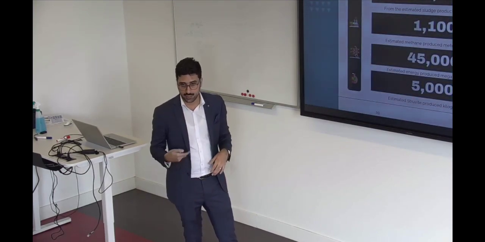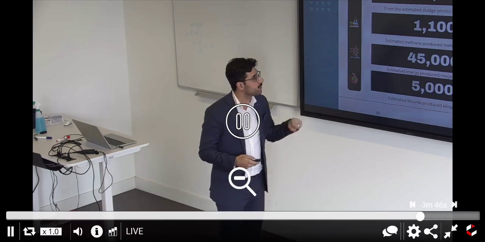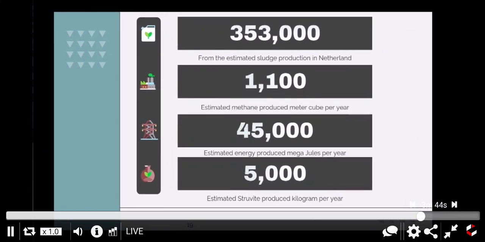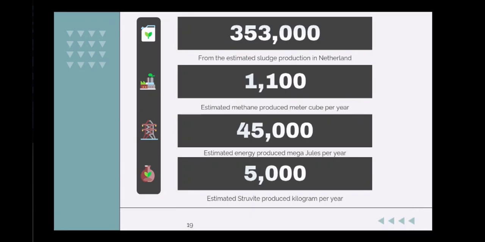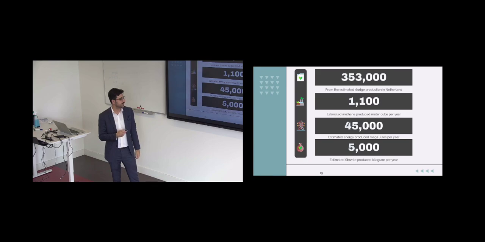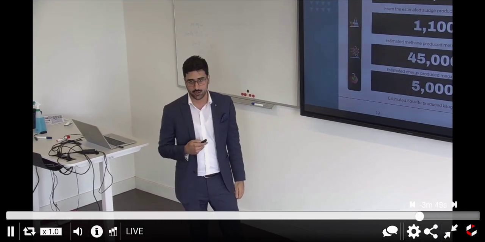So back again to the number that I told you about. From that number, we can estimate that in the Netherlands alone we can produce 1,100 cubic meters of methane per year, which would give you 45,000 megajoules of power per year, and we can also recover 5,000 kilograms of struvite per year.